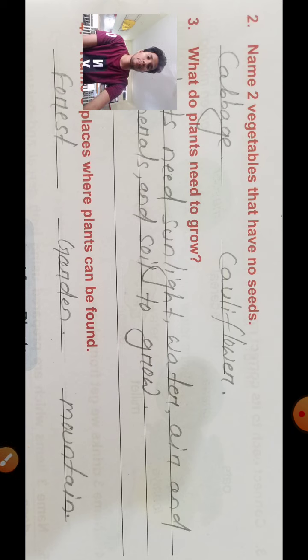Name 2 vegetables that have no seeds. Okay, question number 2 is telling us to name 2 vegetables that have no seeds. You might have seen different types of vegetables in your kitchen, like brinjal, tomato, and other kinds like capsicum. Inside tomato and inside brinjal there are seeds. But you have to say 2 vegetable names that don't have any seeds inside.